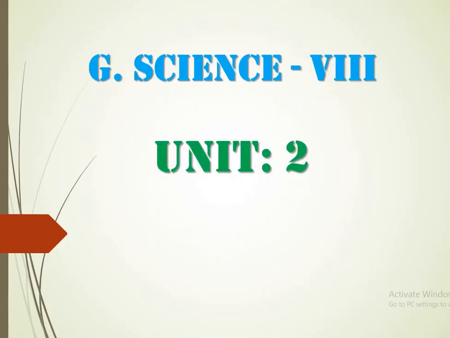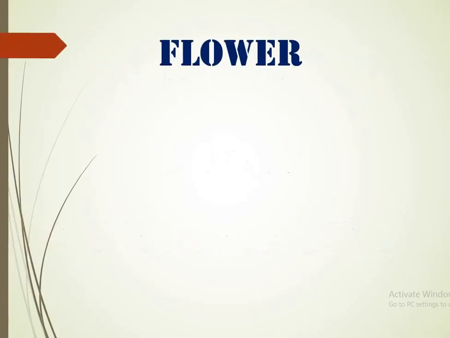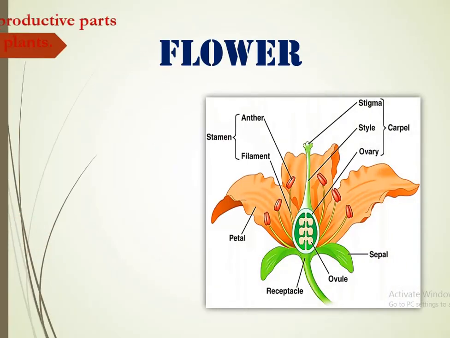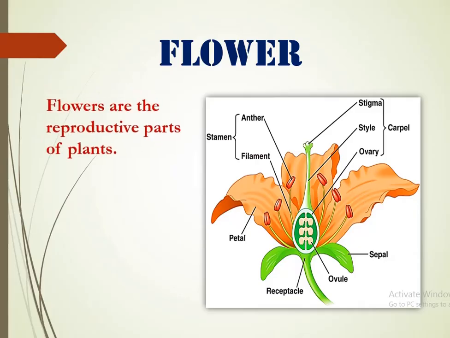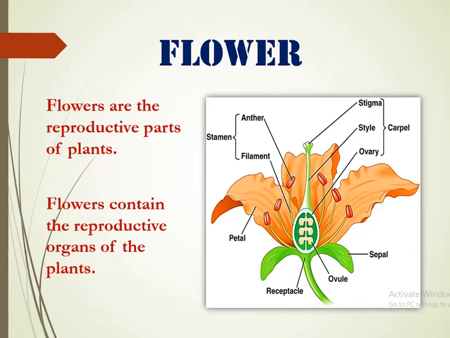Today we will start lesson number 2, reproduction in plants. The topic under discussion in this chapter is flower. Flowers are reproductive parts of plants. They contain the reproductive organs of the plants.